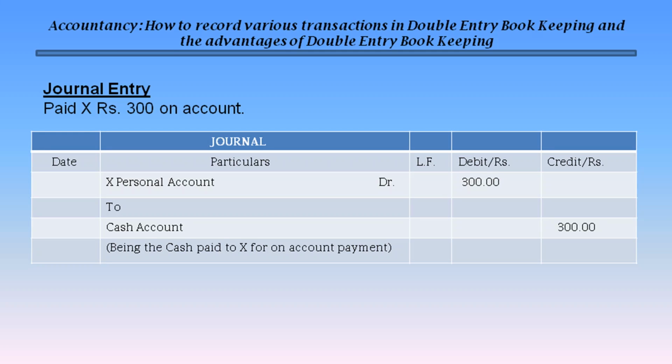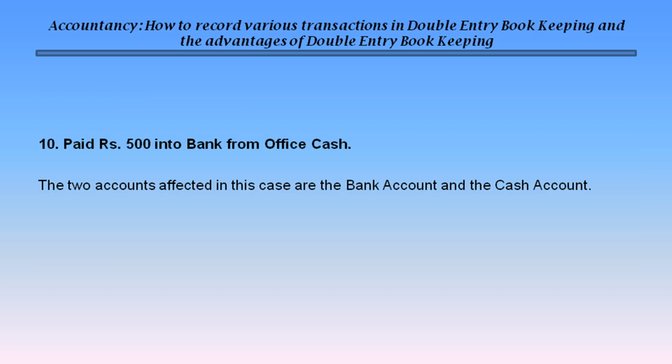Journal entry for paid X rupees 300 on account is X personal account debit 300 rupees to cash account credit 300 rupees. The narration being the cash paid to X on account payment.